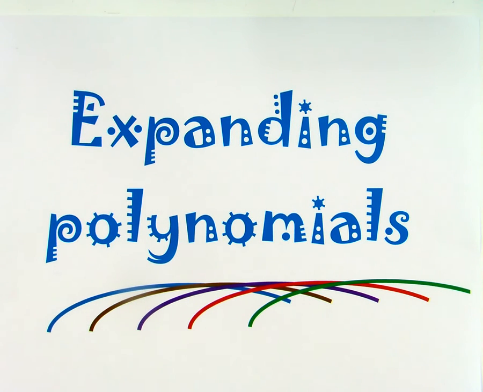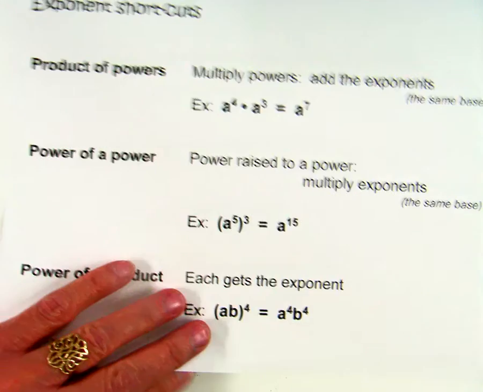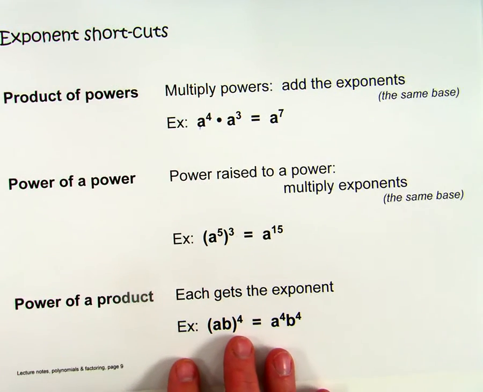This is an Algebra 1 lesson on expanding polynomials, multiplying polynomial times polynomial. First off, let's review our exponent rules to make sure we remember them.